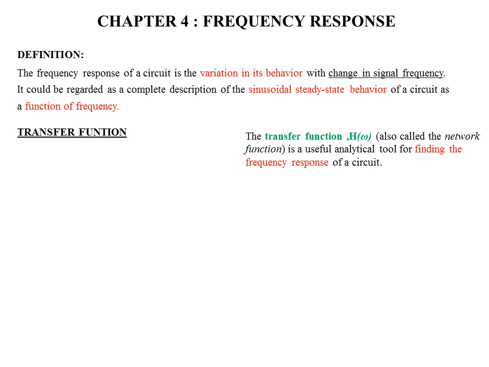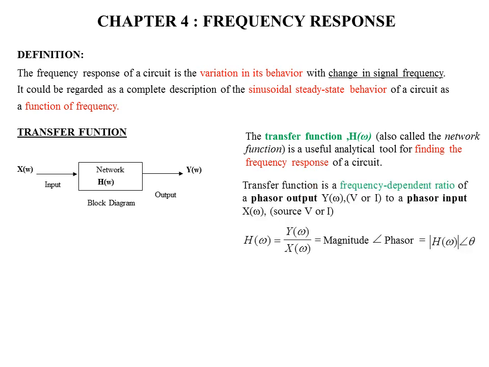It is also called the network function, a useful analytical tool for finding the frequency response of a circuit. Note that it is labeled as H(ω), and we have X(ω) and Y(ω). The transfer function is a frequency-dependent ratio of a phasor output Y(ω), V or I, to a phasor input X(ω), source voltage or current. H(ω), the network or transfer function, is Y(ω) over X(ω), and we have magnitude and phasor components. And there are four kinds of possible transfer functions.